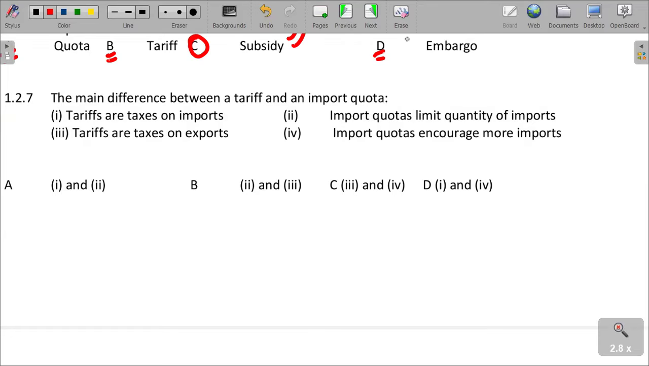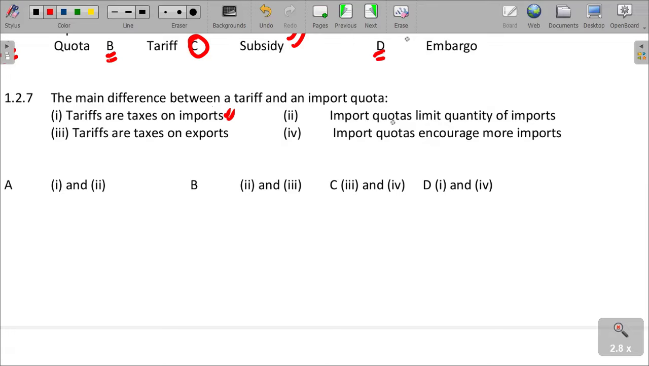The main difference between tariffs and import quotas. Number 7: the main difference between tariffs and import quotas. One, tariffs are taxes on imports. When goods are entering a country, certain charges are put on them, which we call tariffs, and then import quotas limit the quantity of imports.